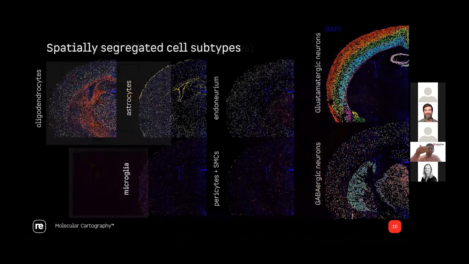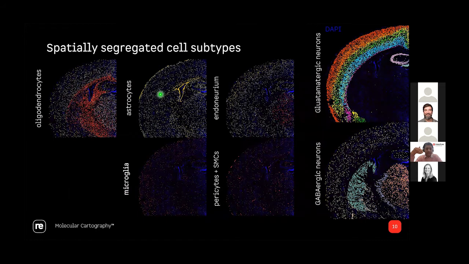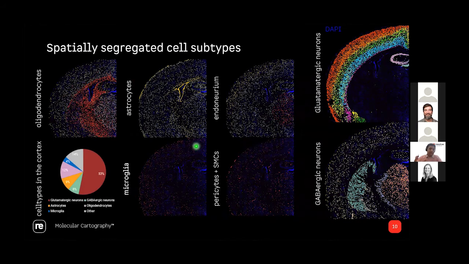And you can now start to look at these different clusters in detail. For example, all these spatially segregated cell subtypes. So for example, what you see in the top right are glutamatergic neurons, then astrocytes, oligodendrocytes, microglia, and so on. And these are essentially the clusters projected back onto the tissue. And then we, of course, counted the fraction of cells that you see. For example, we have 53% glutamatergic neurons, about 10% GABAergic neurons, and so on. But of course, you get that information in its full spatial glory.